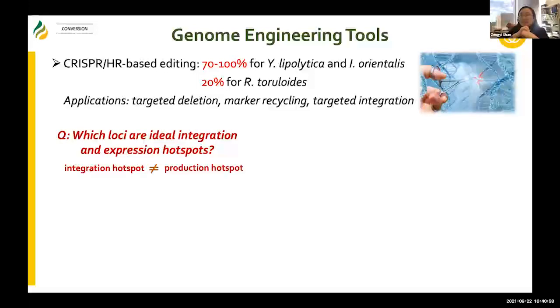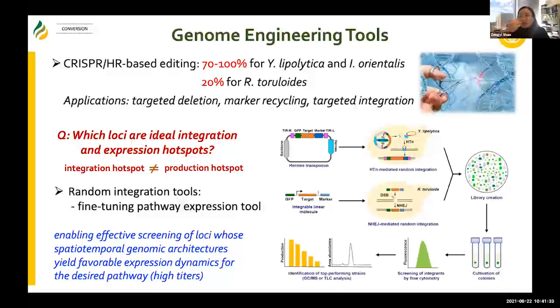Here, I want to point out that for targeted integration, we actually don't have the knowledge about which loci are good integration and expression hotspots. And very often, a good integration hotspot is not equal to an excellent production hotspot. This is because a highly efficient integration spot may come from easy accessibility of the genome, but its local genomic environment might not yield ideal expression dynamics and therefore high production of the desired compounds. To obtain such fine-tuned pathway expression, we leverage both non-homologous end joining and transposon-mediated integration mechanisms to hop the pathway randomly into the genome, and then screen for the beneficial loci whose spatial-temporal genomic architecture yields favorable expression dynamics for the desired pathway, leading to high production of the target compounds.